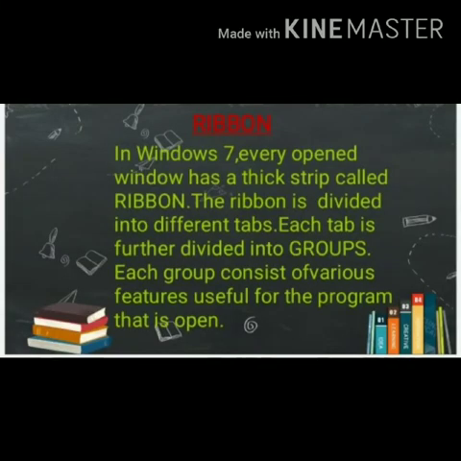Now let us understand what a ribbon is. In Windows 7, every opened window has a thick strip called the ribbon. The ribbon is divided into different tabs. Each tab is further divided into groups. Each group consists of various features useful for the program that is open.